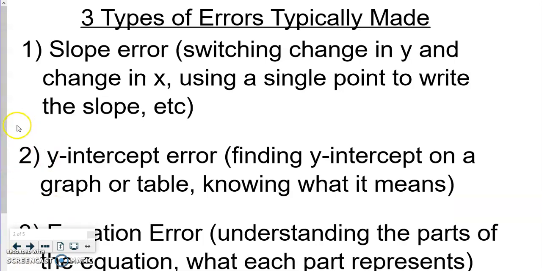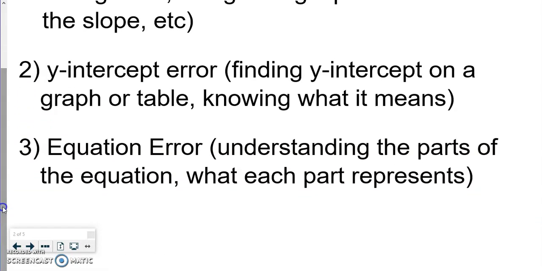And then the last type of error is a general equation error. What I was also seeing was that some of you just kind of randomly threw information into the equation and overlooked what each part of the equation represented, including the y, m, x, and b. So generally these are the three different types of errors that people can make and that I did see happen when you took this test back in February.